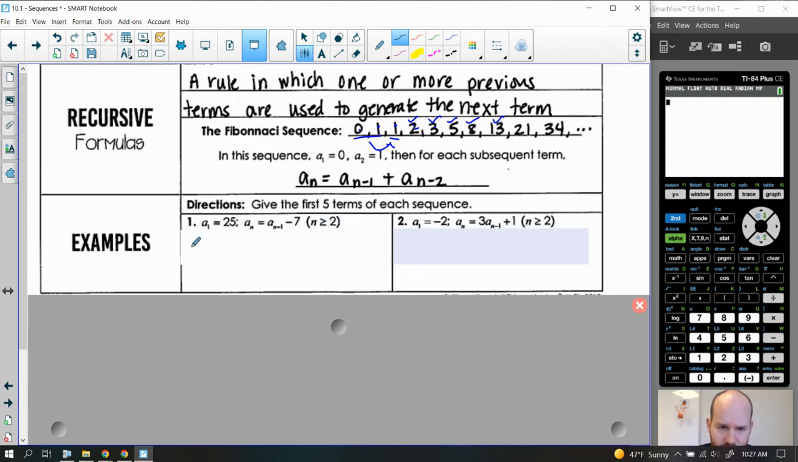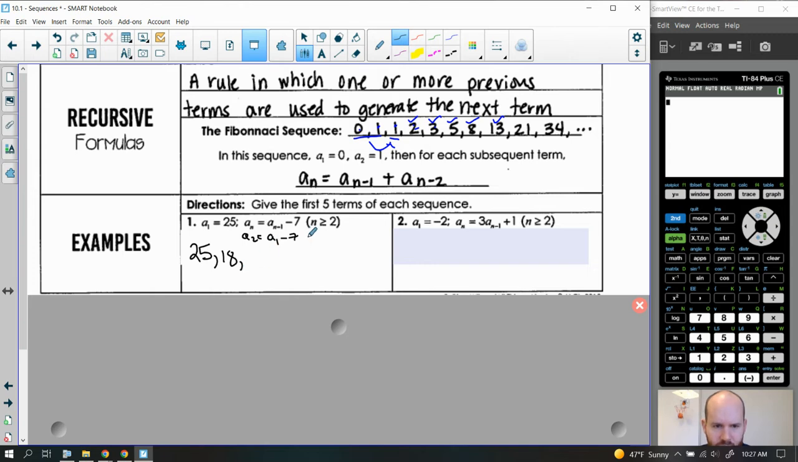So if I was to write out the first 5 terms of the sequence, the first term is very, very generously given to me as 25. And then according to this formula, if I want term number 2, so I'll write here A2, that would equal A2 minus 1, which is A1 minus 7. But A1 I already have is 25. 25 minus 7 will give me 18.